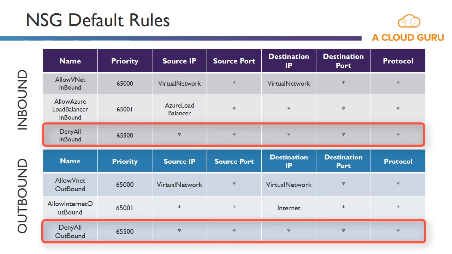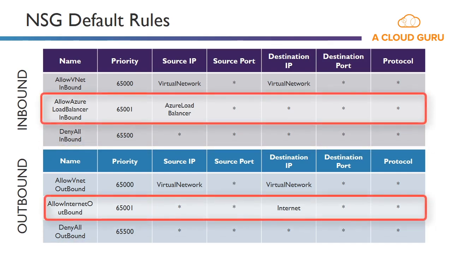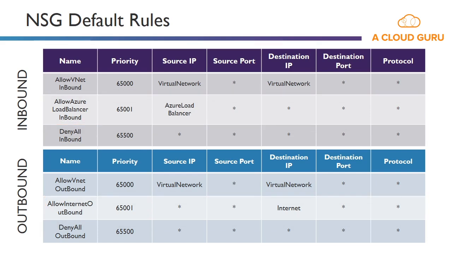And finally, in the middle row there, we have our Azure load balancer. And this allows the load balancer to probe the health of your VMs and role instances. Now, you can change these rules, but you can't delete them. They have to be there in the network security group. By default, what you will notice is that the priorities are very, very low. So they're not set to a high priority. A lot of the rules you create will be given a higher precedence over these ones.